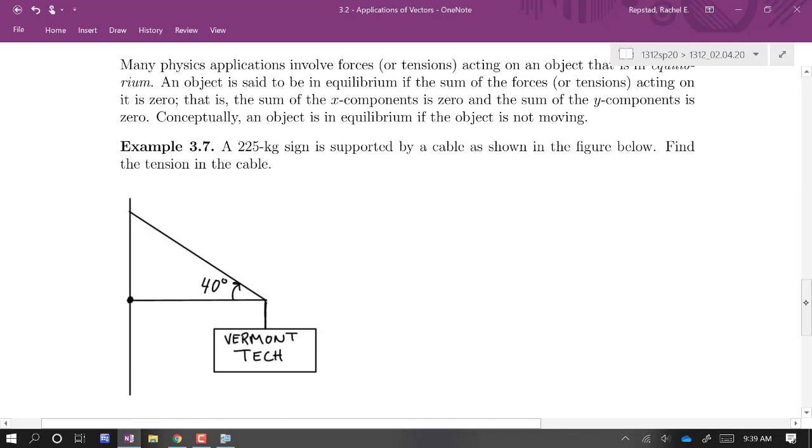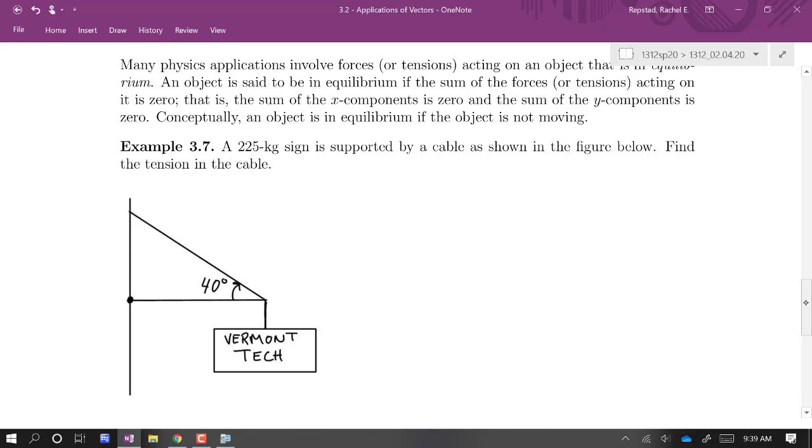So let's do another one. There are some physics applications that involve forces acting on an object, and this one is kind of like that. There's a nice drawing of a Vermont Tech sign hanging off the side of a building. They tell us that the mass of that sign is 225 kilograms. It's supported by a cable, and we want to find the tension in the cable.